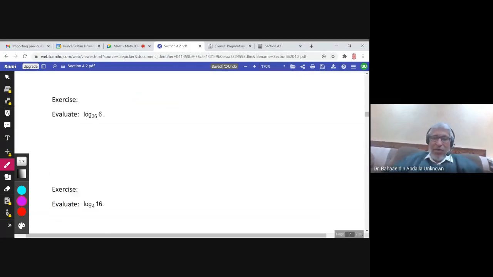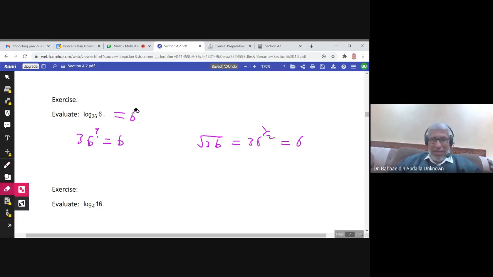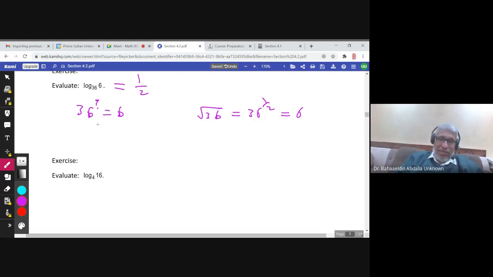Here, you think: 36 to what power equals 6? 36 to the power half, because the square root of 36 is 6. So the answer is half, because 36 to the power half is 6. So log 6 to the base 36 is half.